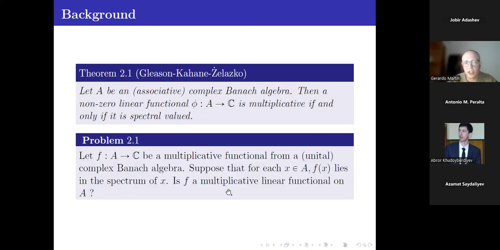Then a natural preserver problem arises, which is the following one. If we now consider f a functional on a unital complex Banach algebra, and we suppose that for each x of the algebra, f of x lies in the spectrum of x, we wonder if f is going to be a multiplicative linear functional on A.